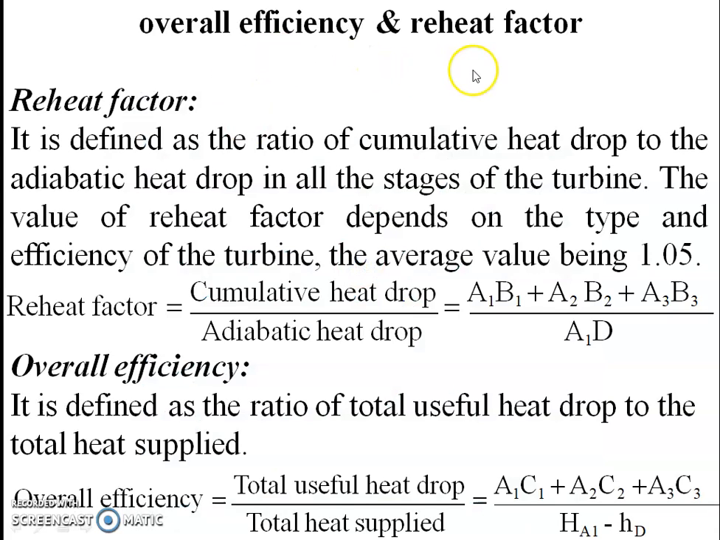Next, the overall efficiency and reheat factor. The reheat factor is defined as the ratio of the cumulative adiabatic heat drop in all the stages of the turbine. The value of the reheat factor depends on the type and efficiency of the turbine, the average being 1.05. We also find the overall efficiency of the turbine, which is defined as the ratio of the total useful heat drop to the total heat supplied. The overall efficiency is the total useful heat drop divided by the total heat supplied.